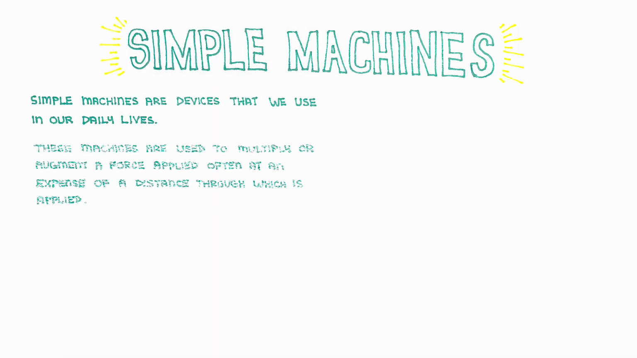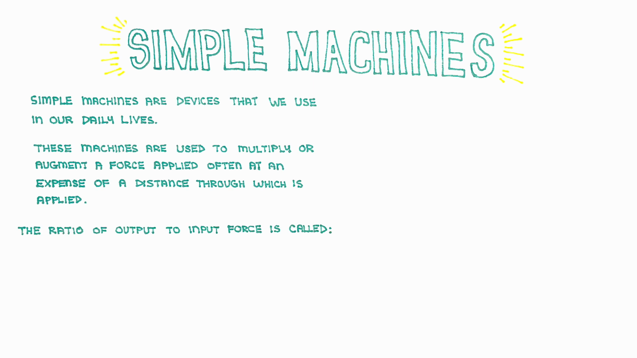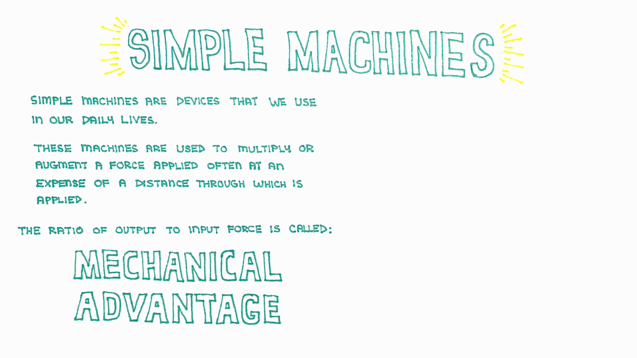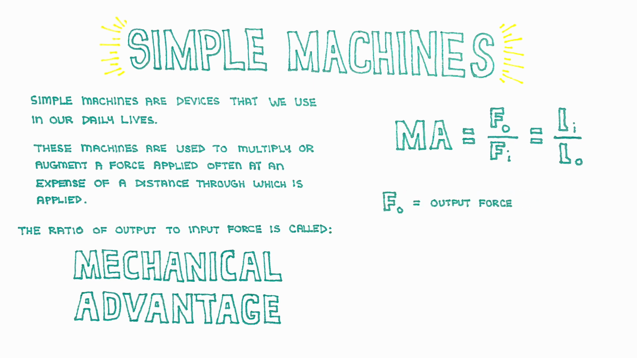Simple machines are tools that make work easier by reducing the effort needed to move an object. While they don't change the amount of work done, they allow us to apply smaller forces over greater distances. One important concept in simple machines is mechanical advantage. This tells us how much a machine multiplies our input force. We calculate it as output force divided by input force.